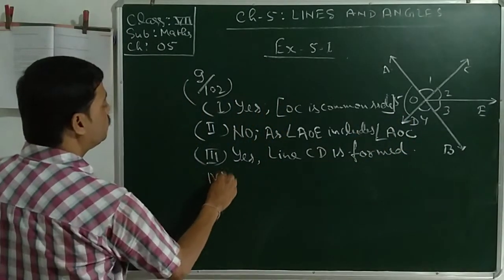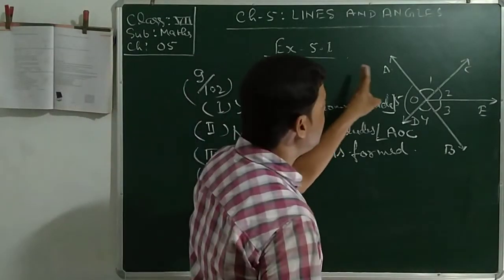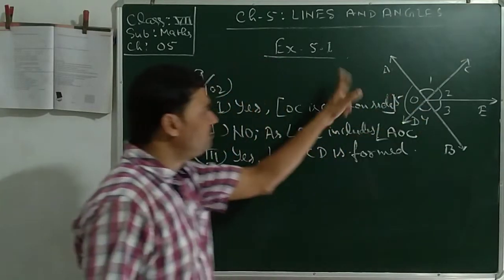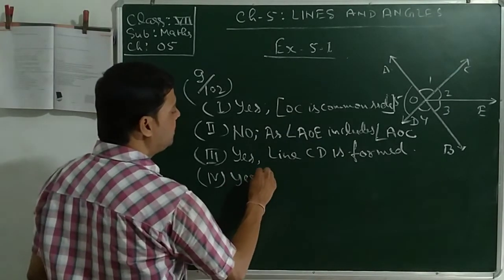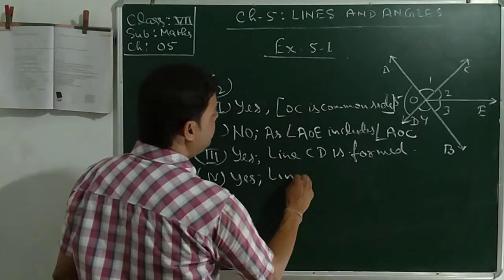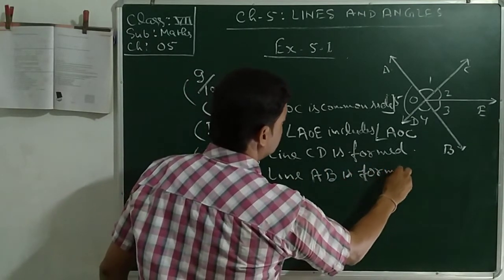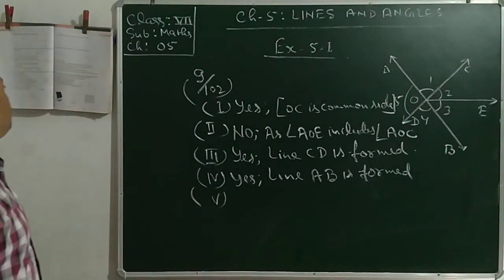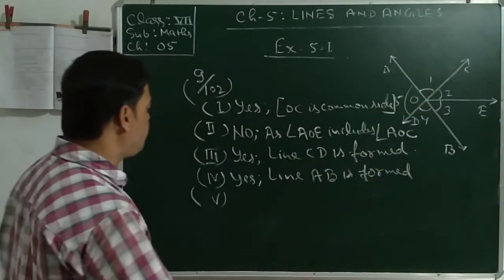Come to the fourth part. That is, are angle BOD and angle DOA supplementary? BOD and DOA, yes, they form the straight line AB. Yes, we can write the same thing here also. Line AB is formed. Now, the fifth part is, is angle 1 vertically opposite to angle 4? Yes, they are vertically opposite.